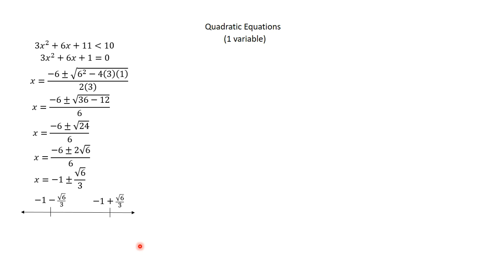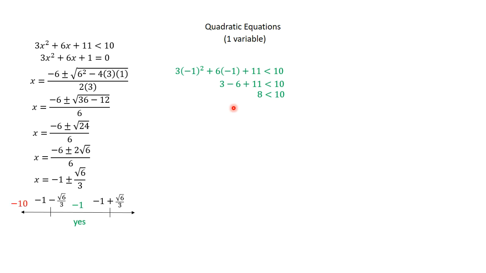What matters is I get a number less than that. So let's go way less than that. Oh, and a number in between. Number in between is easy. What's in between negative 1 plus or minus anything? Negative 1 is in between there. And so if we plug in negative 1, we get 3 minus 6 plus 11 is less than 10. 8 is less than 10, which is a true statement. So yes, it works for negative 1.